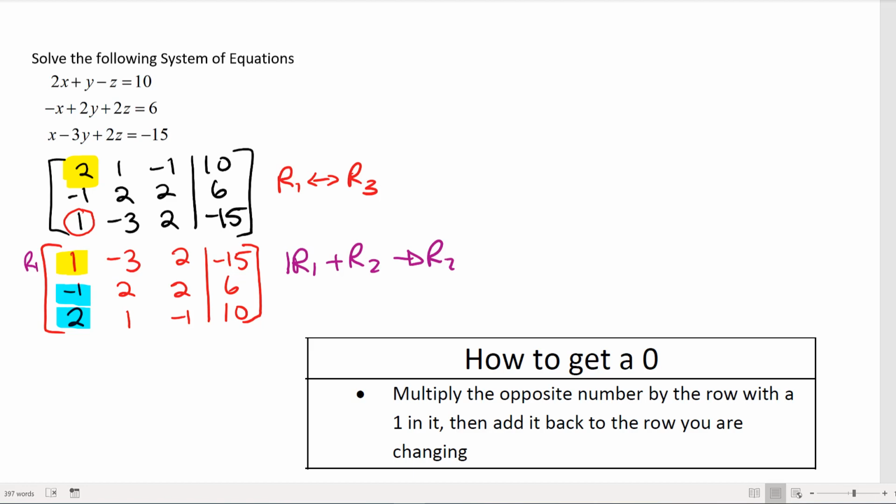At the same time, I'm also going to get the 2 to be a 0. The opposite of positive 2 is negative 2, times the row with the 1 in it, which is still row 1, and add it to row 3, put it back to row 3. Now this is going to take some work, so I'm going to come off to the side of my paper.